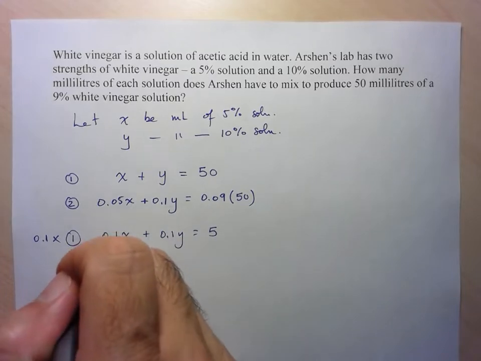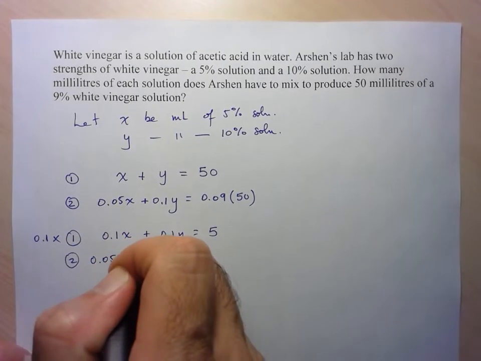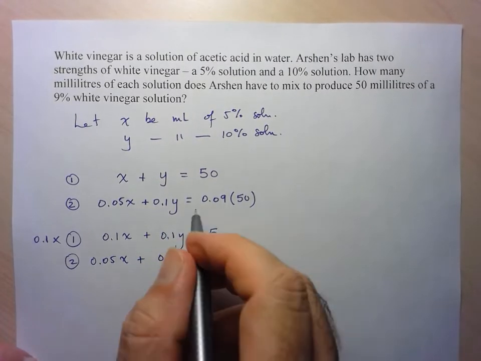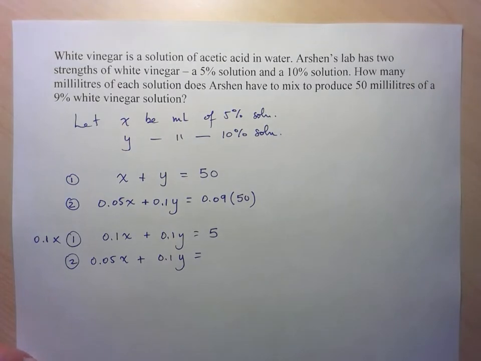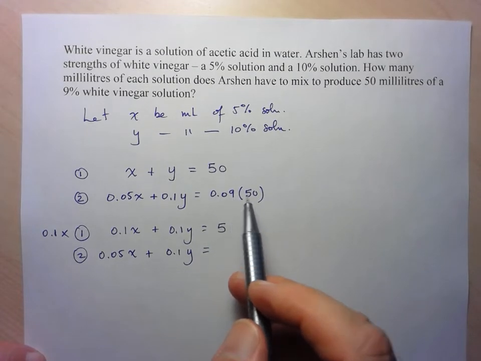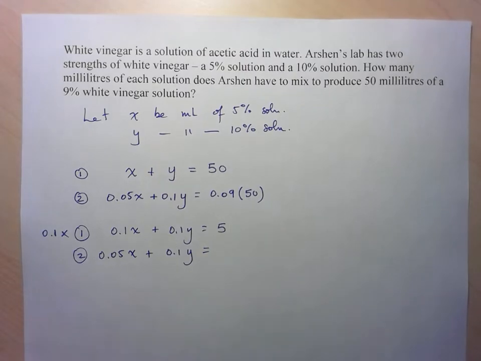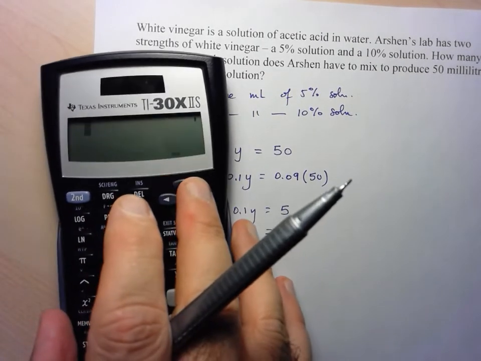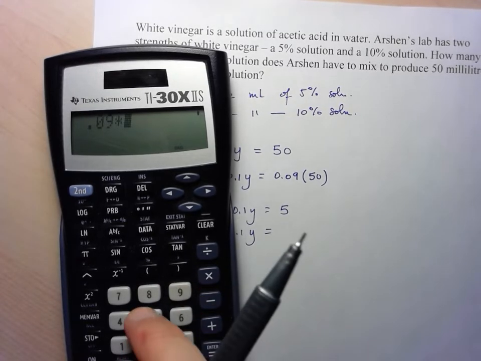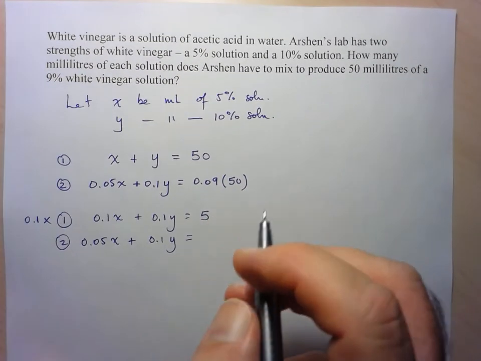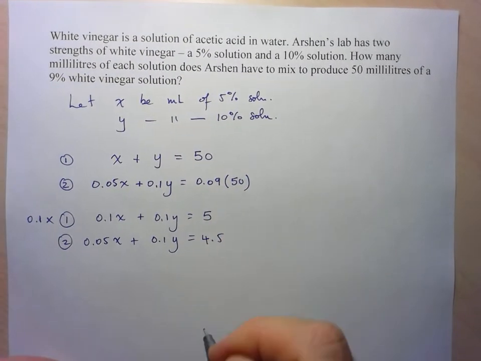My second equation doesn't change. I'm going to have 0.05x plus 0.1y equals, and let's calculate 0.09 of 50. If we do it in our heads, if this was 100, 0.09 of 100 would be 9, so presumably this would be half of that, 4.5. Let's see if that's correct. 0.09 times 50 is equal to 4.5, as we suspected. I would certainly encourage you on a test to always use your calculator.